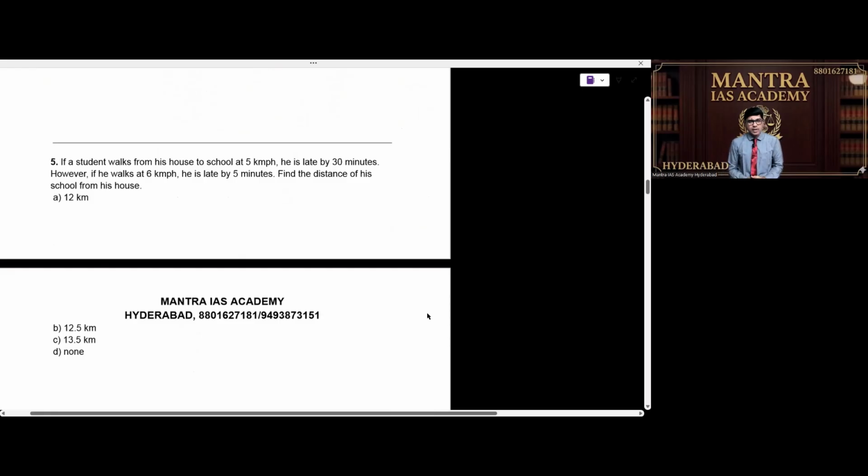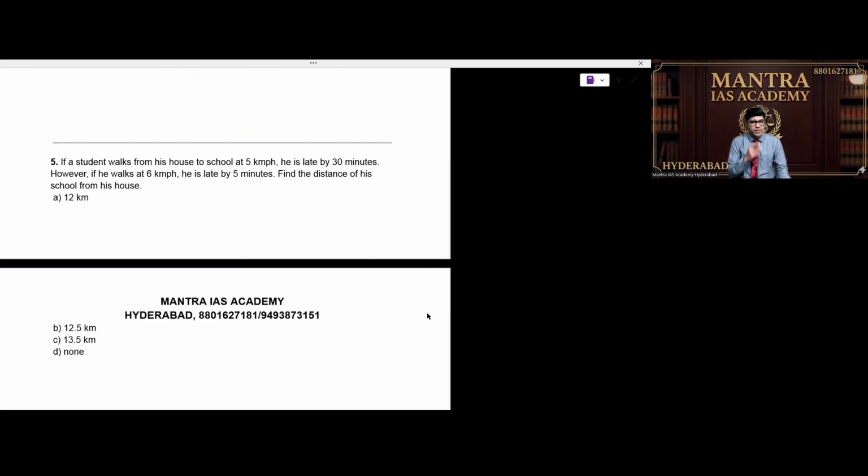Yes, very important. Now the real story starts here, because the number of questions I'm going to cover here involve specific shortcut methods also. If a student walks from his house to his school at 5 kilometers per hour, because of this speed he reaches the school late by 30 minutes. Next time, if he walks at 6 kmph, he is still late by 5 minutes. Understand, the gap is now 25 minutes.